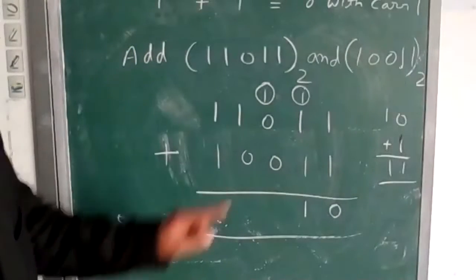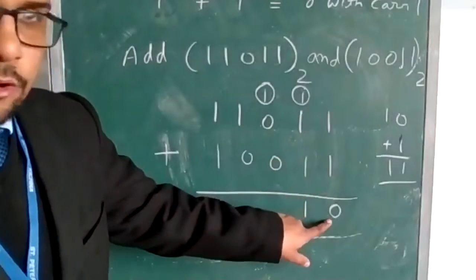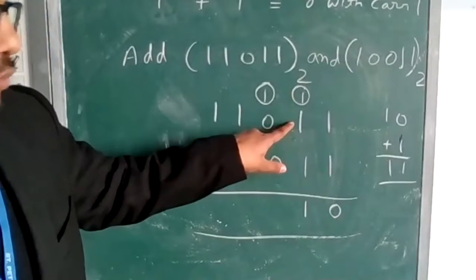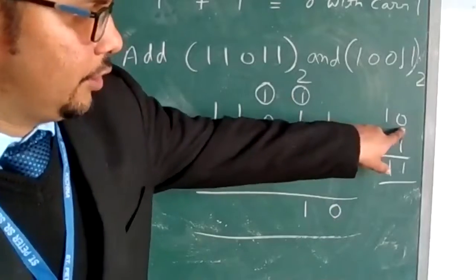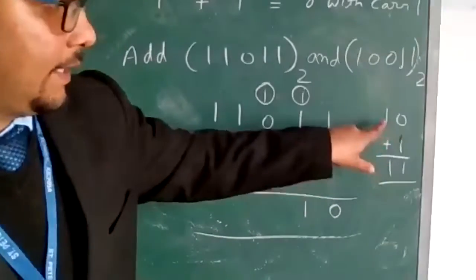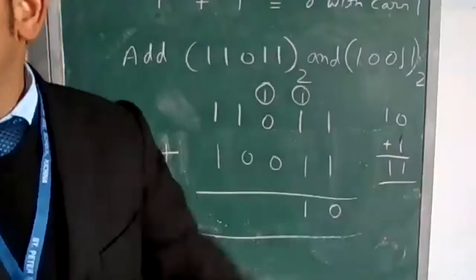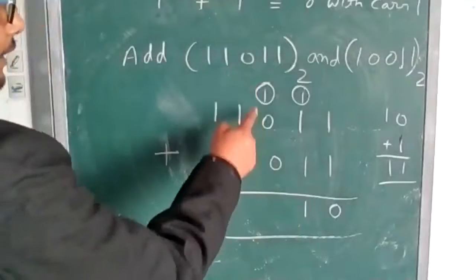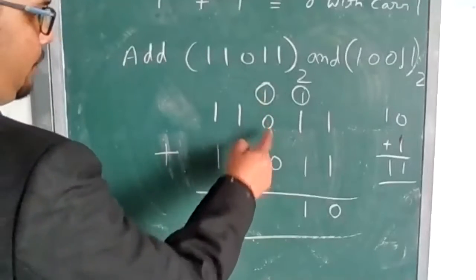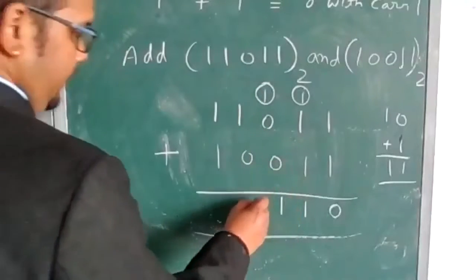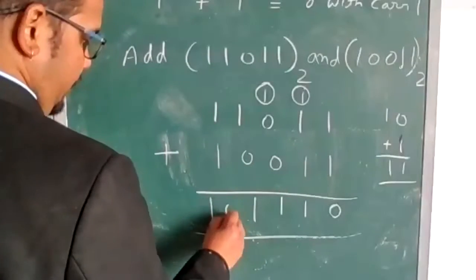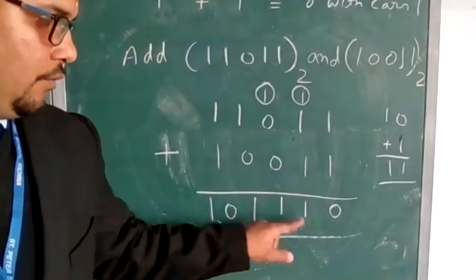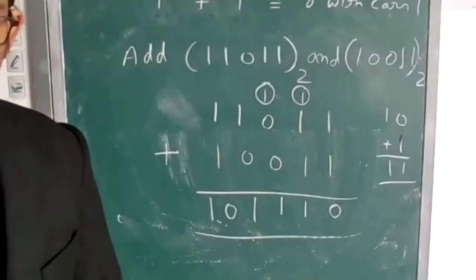Clear this point? 1 plus 1, that is 0, 0 with carry 1. Here 1 plus 1 is 10 and 1 is left, we will add it with 1. Now 10 added with 1, the result is 11. The final answer you write here is 1, and 1 is a carry. Again 1 plus 0 is 1. Then 1 plus 1 is 10. So this is the answer: 101110. This is our final answer.